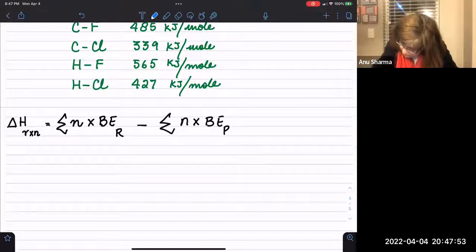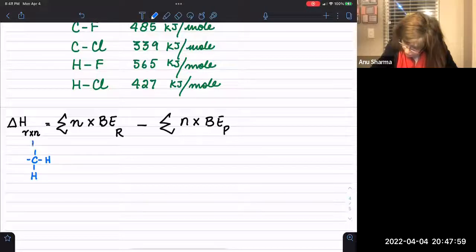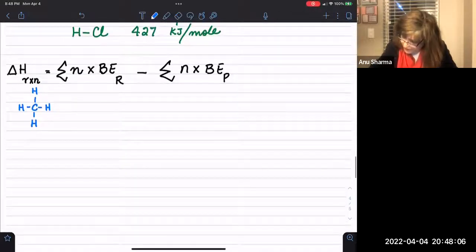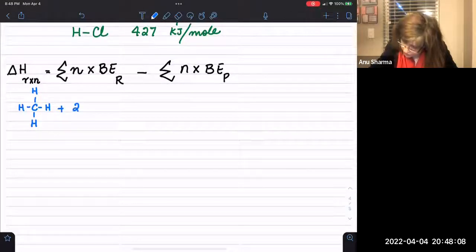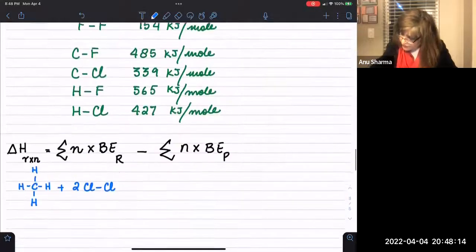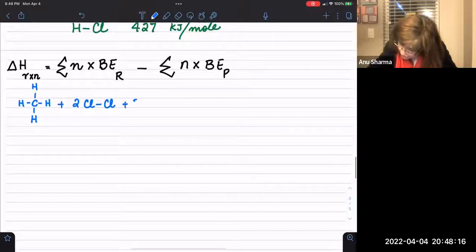Here we have CH4. So let's draw these molecules here. We are looking at four of the C-H bonds here. Next, we are given 2 Cl2, so plus 2 Cl-Cl bonds. Next, let's put plus 2 of the fluorine-fluorine. So that's a single bond, both of them.